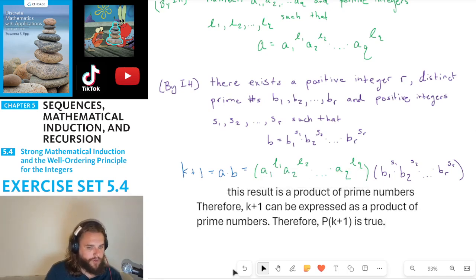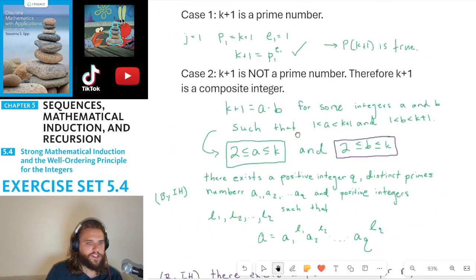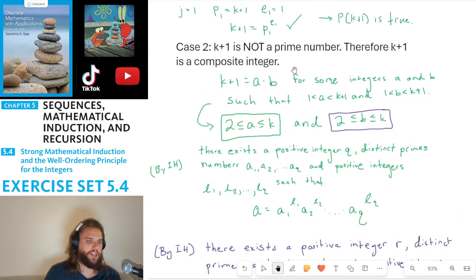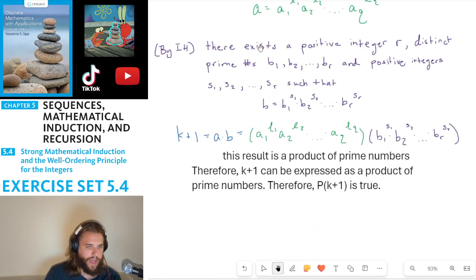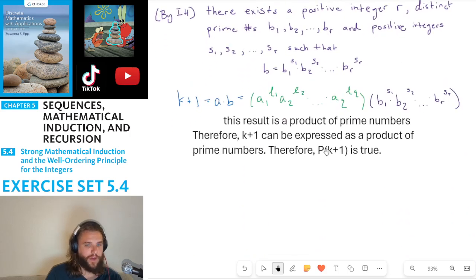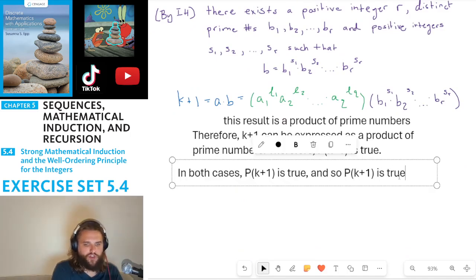Now keep in mind, we've proven that p of k plus 1 is true for the second case here. There's two cases. Case 1, k plus 1 is a prime number, but we showed that p of k plus 1 is true under case 1. Under case 2, which is the negation of case 1, we have shown, using the inductive hypothesis, that p of k plus 1 is true, which means we can factorize k plus 1 as a product of prime numbers only, which is what we did here. And we used the inductive hypothesis here. That was absolutely crucial in this proof. In either case, we have shown that p of k plus 1 is true. And so p of k plus 1 is true either way.